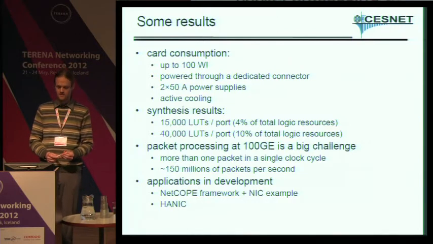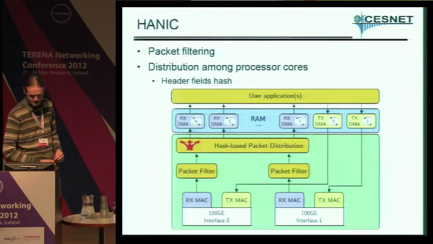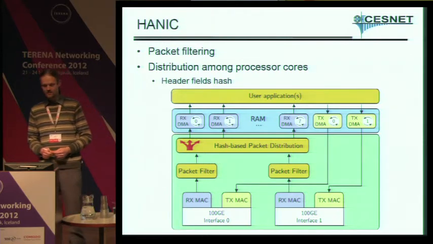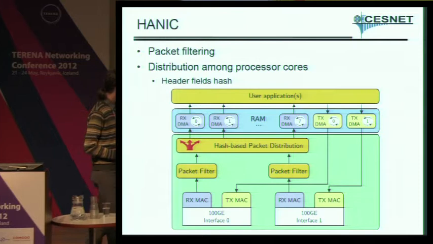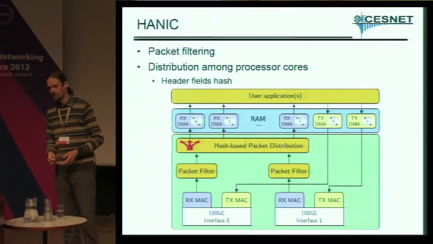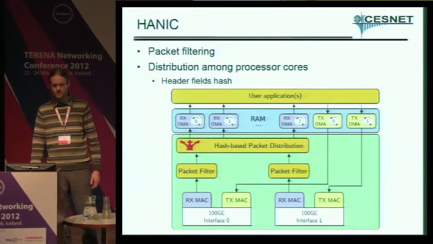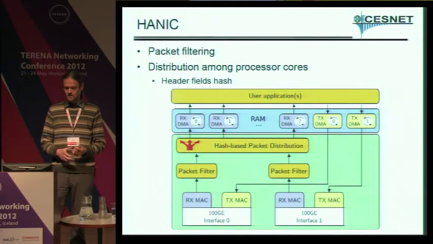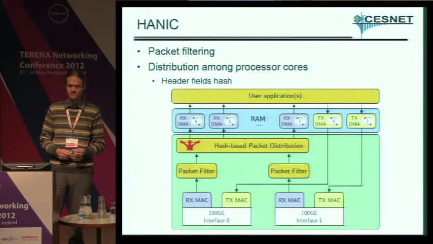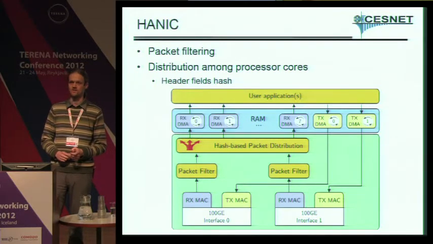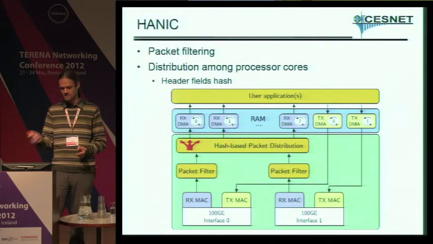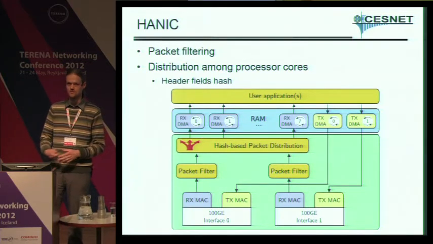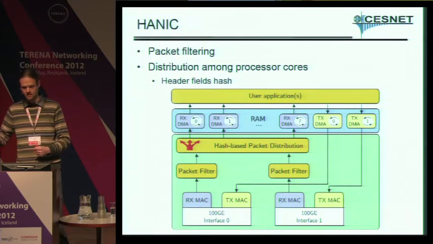HANIC, hardware accelerated network interface card, is on the next slide. It's a little bit smarter than that. After the packet is received, it goes through the filter where we can drop some part of the traffic, whatever it is. And after that, we compute a hash of several packet header fields: IP addresses, ports, protocol, and so on. And we use 3 bits of this hash to get the number of the DMA channel. And the packets are distributed among these channels and sent to the host RAM into separate queues, separate buffers.